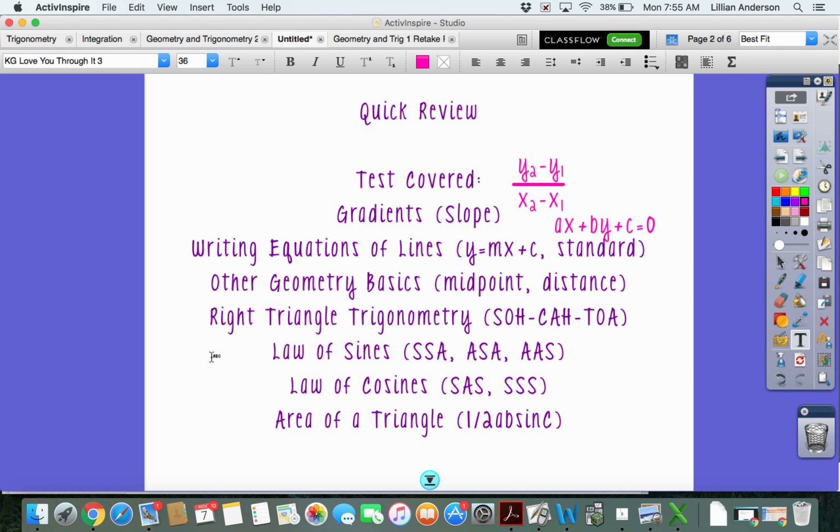And then lastly, the area of a triangle, which is 1/2 ab sine C. This can be used when you have the situation of side angle side, and you're trying to find the area of a triangle. A and B represent the two sides, and C is the included angle.